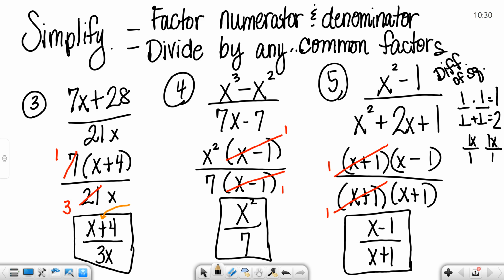Remember, you cannot mark out or cancel out those x's because of the minus in the numerator and the plus in the denominator. They are bound together. They do not stand alone.